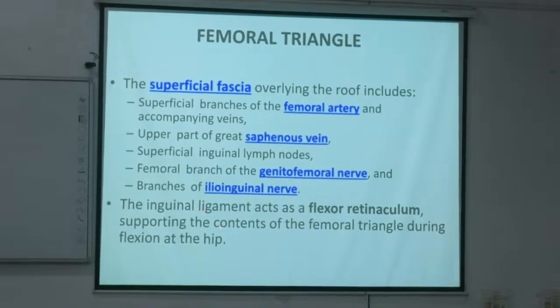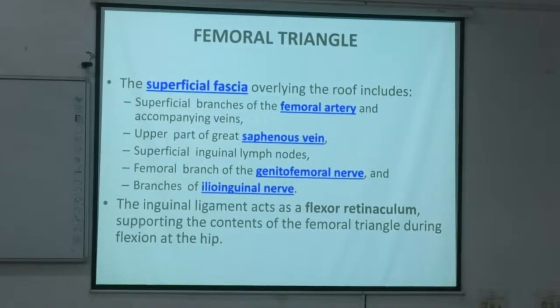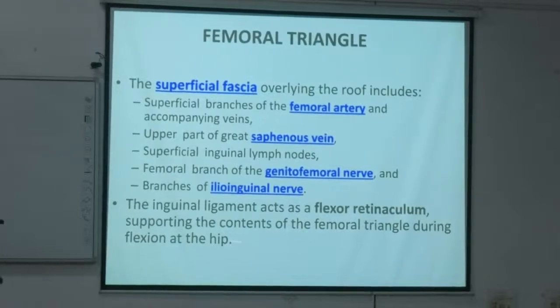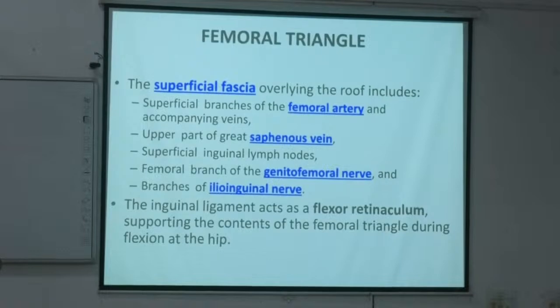And the inguinal ligament acts like the flexor retinaculum of the hand. It prevents bowstringing of these structures, supporting the contents of the femoral triangle during flexion of the hip.